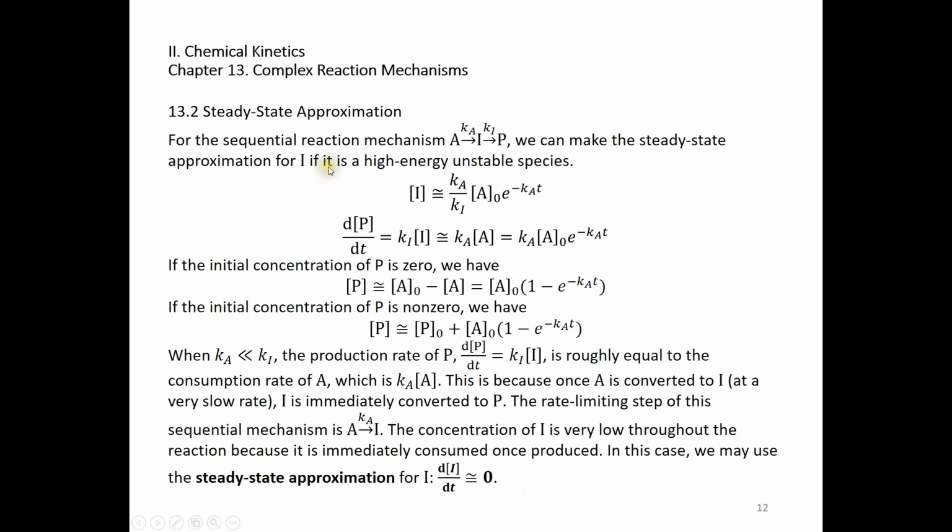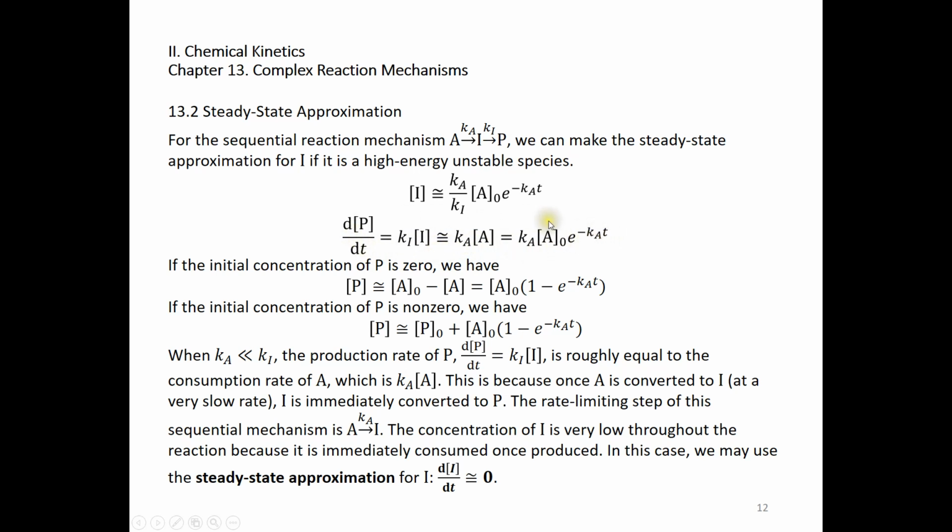For the sequential reaction mechanism from A to I and then from I to P, we can make the steady-state approximation for the intermediate I if it's high energy. And then we have [I] equals k_A over k_I times [A]_0 times e to the power of negative k_A t. dP/dt is k_I[I]. This is the exact analytical expression, and we plug in this expression here. Well, dP/dt is approximately k_A[A], and [A] is [A]_0 times e to the power of negative k_A t.